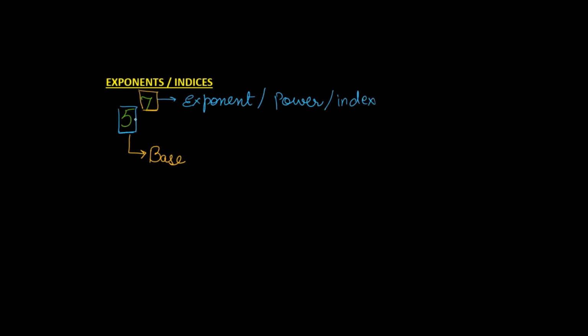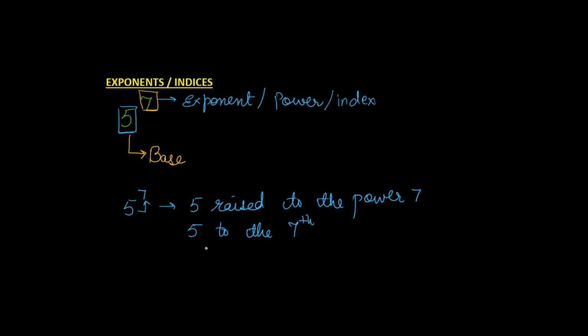So 5 is the base, 7 is the exponent, and we call it 5 raised to the power 7. 5 is raised to the power 7. We write 7 a little up. 5 raised to the power 7, or 5 to the 7th, or 5 to the 7th power. All these mean the same thing, which is 5 to the power 7.